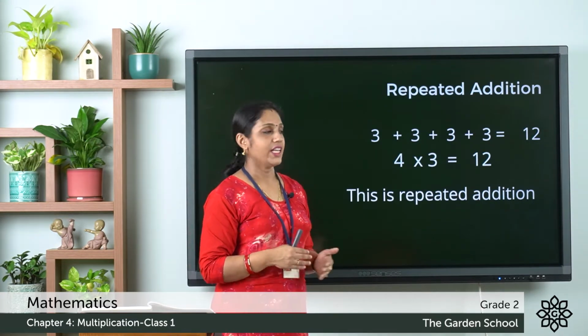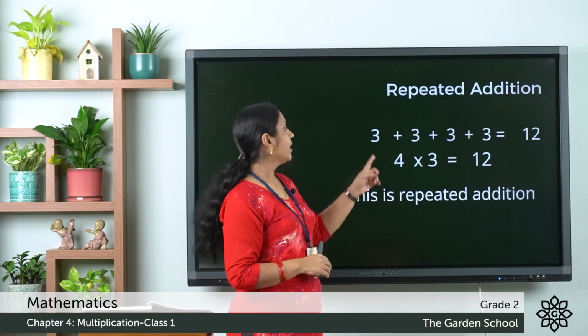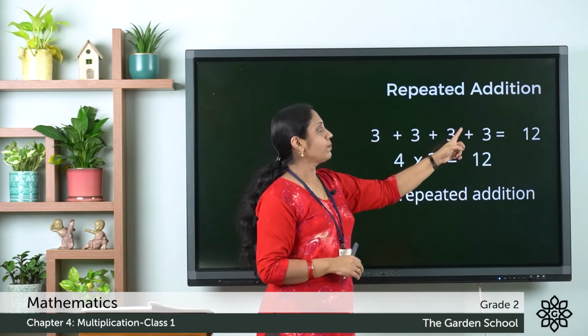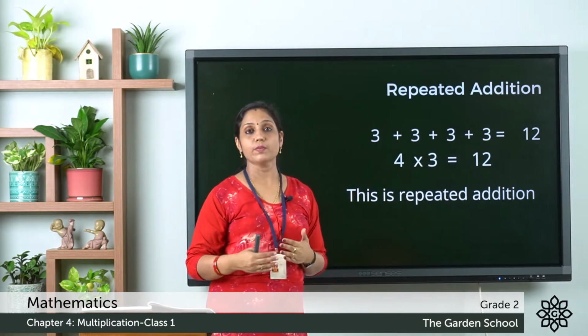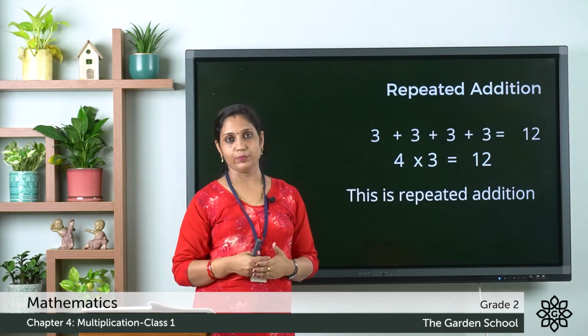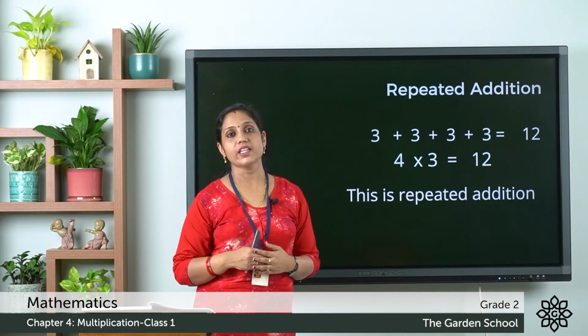So this is repeated addition, that is 3 plus 3 plus 3 plus 3. When a number keeps on repeating again and again, we say that is repeated addition.